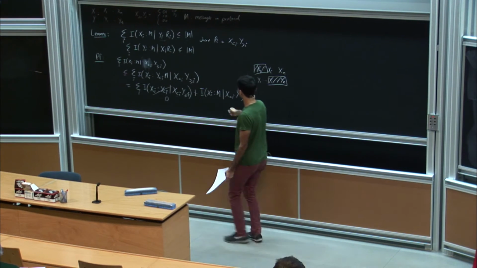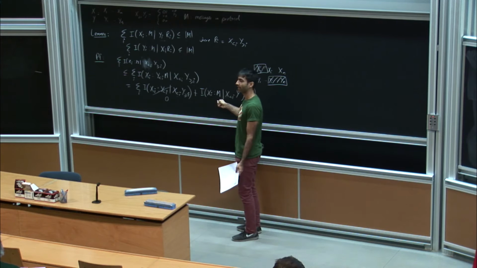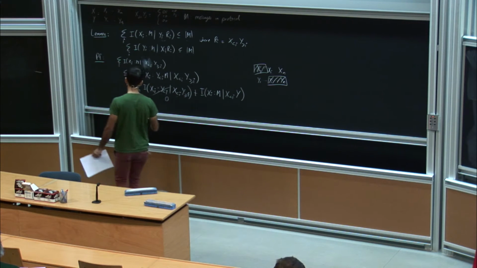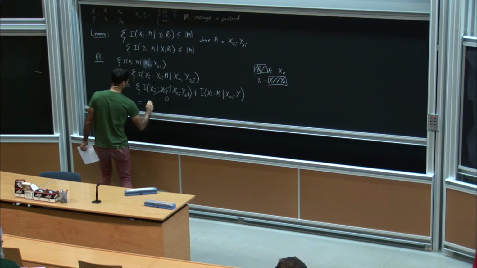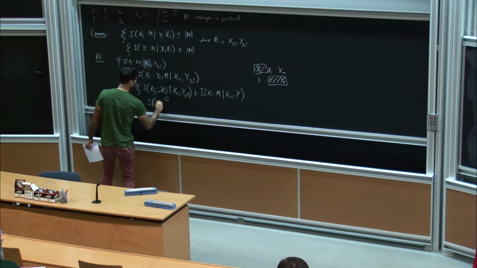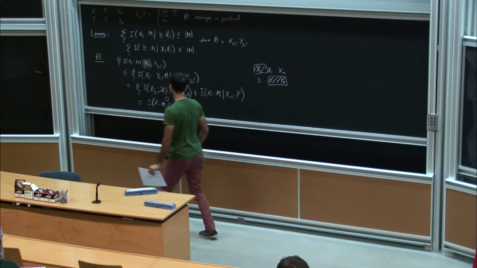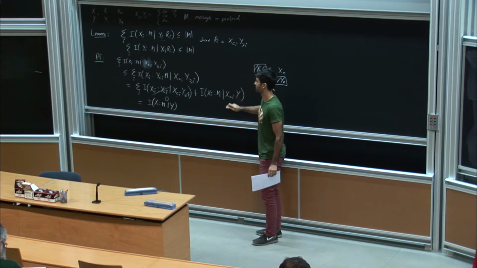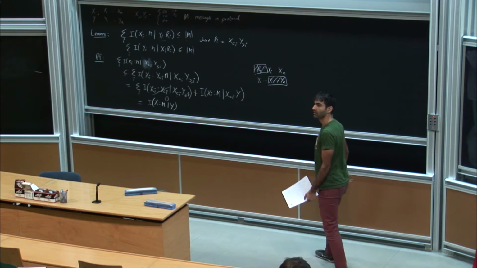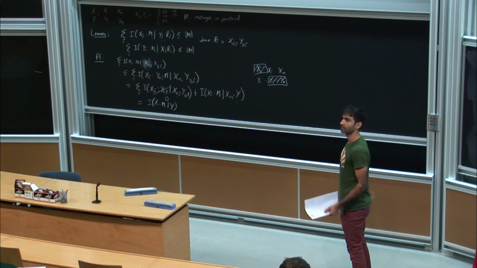And then this thing is just a chain rule, right? So this thing adds up according to the chain rule, so you get the mutual information between x and m given y. That's what the sum of these guys is. Okay?